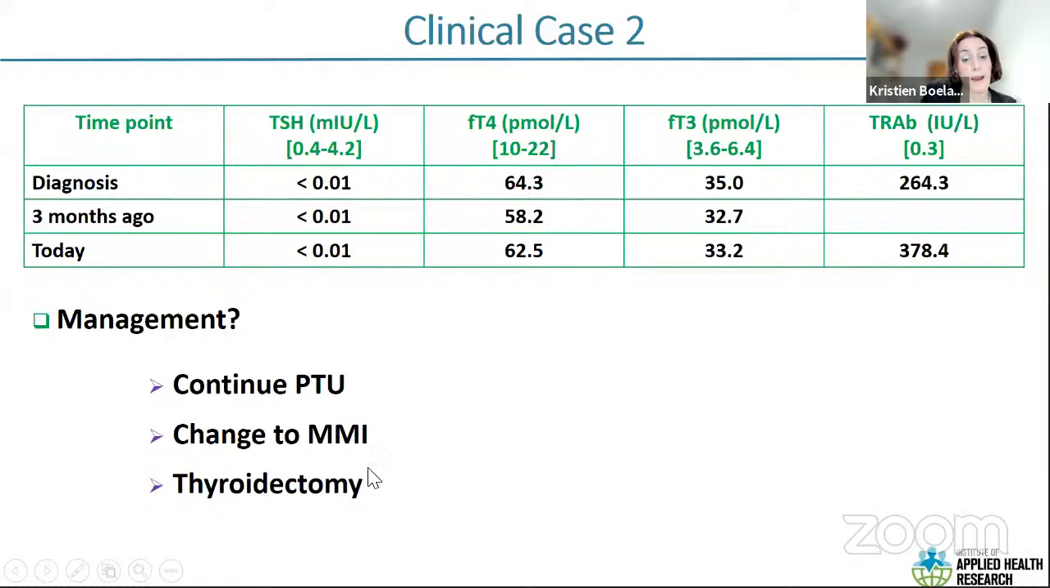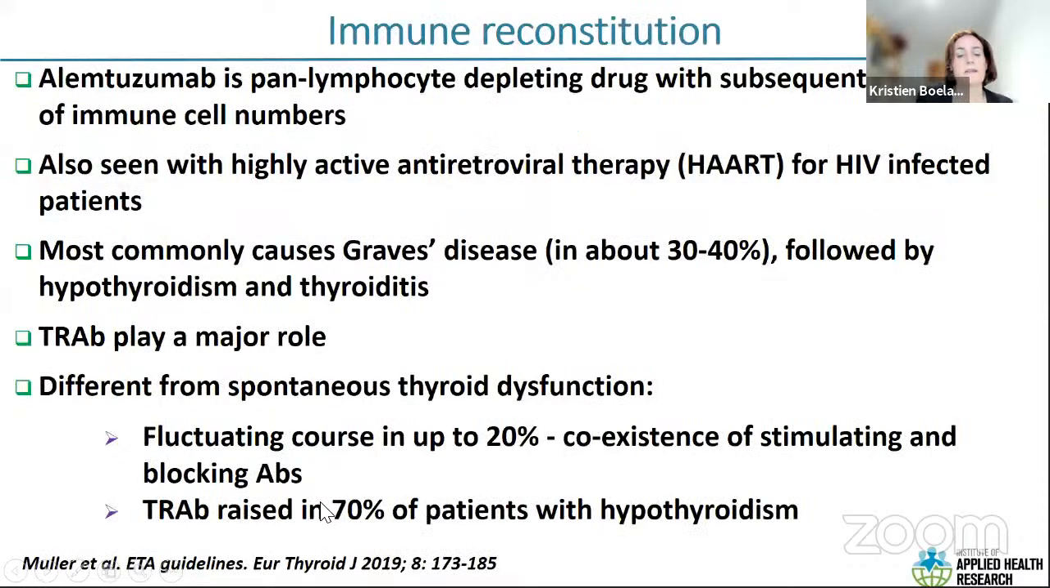Do we change back to methimazole, bearing in mind that she's previously not responded to this, or do we give her a thyroidectomy? So alemtuzumab is a pan-lymphocyte depleting drug, and subsequent recovery of immune cell numbers is what results in these immune reactions. We see a similar effect with patients who undergo treatment with HAART for HIV.